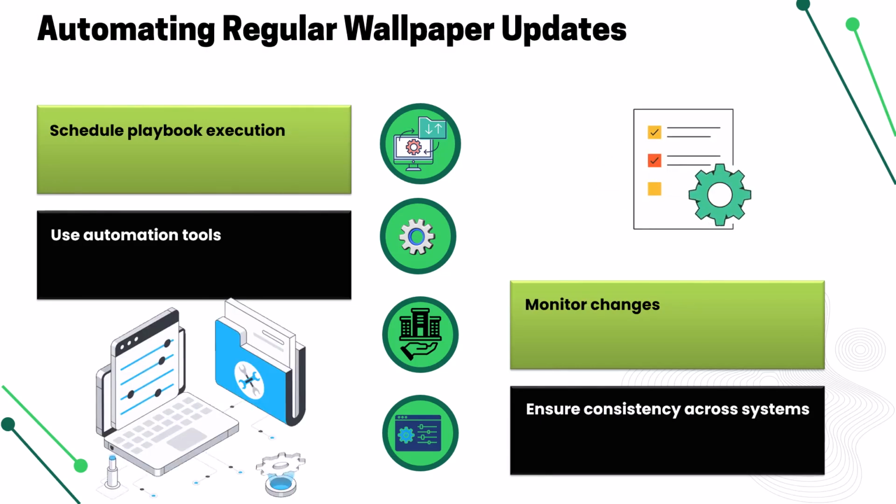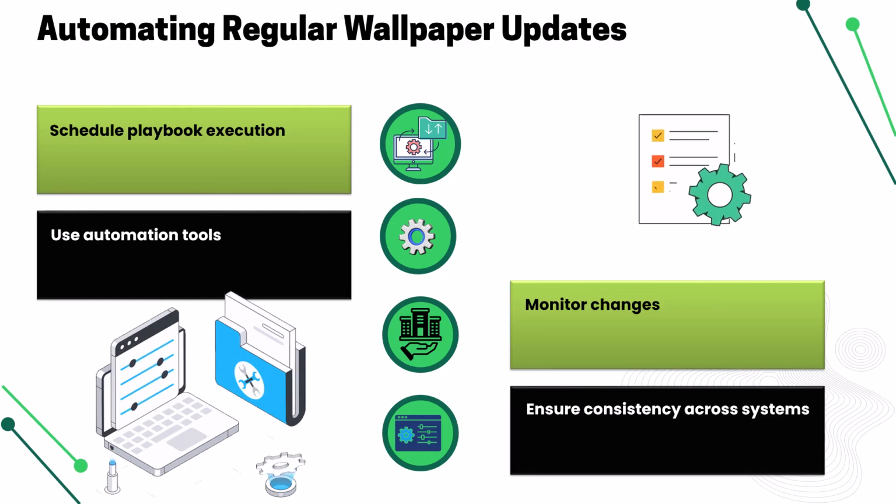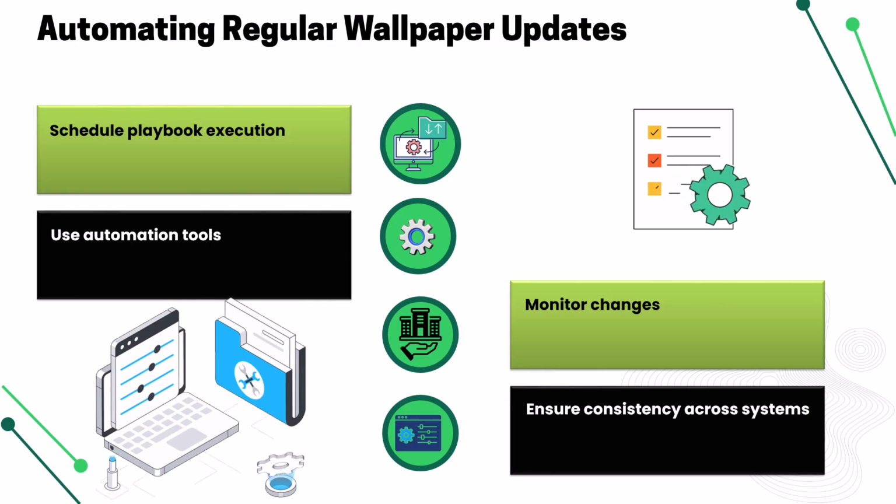Why stop at manual execution when automation can do the heavy lifting? We schedule execution so wallpapers update on their own, like magic. Automation tools keep things running smoothly while we sip coffee. Monitoring ensures that no system rebels, and consistency keeps everything uniform because mismatched wallpapers are just a bad look.